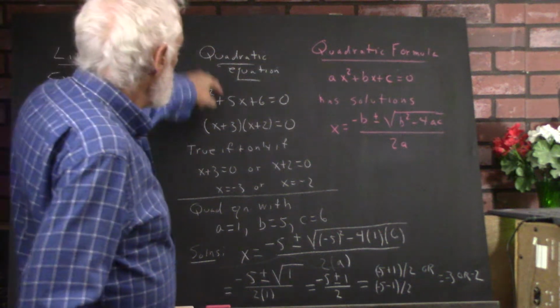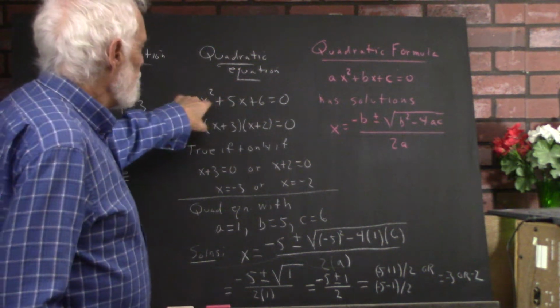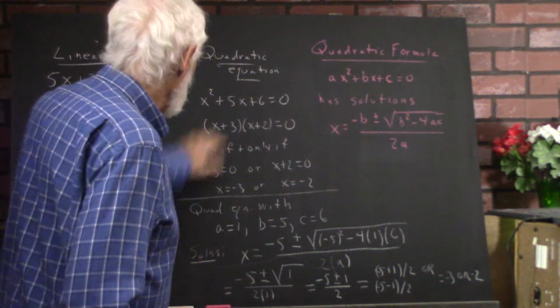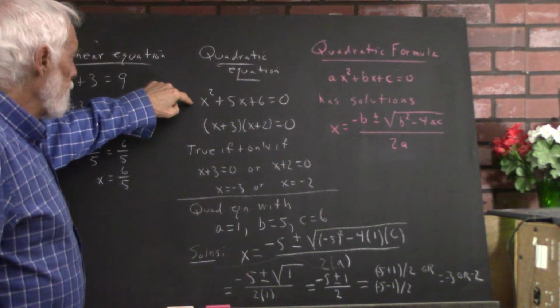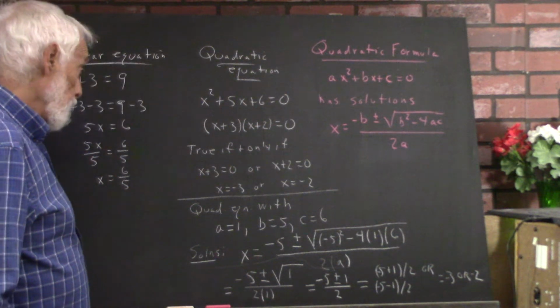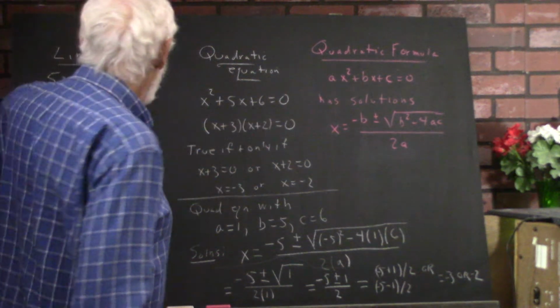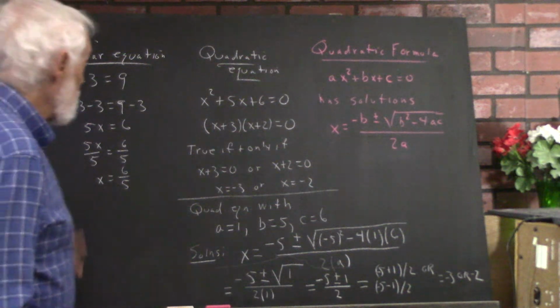If we have an equation with an x squared in it, that becomes a quadratic equation. It's like a linear equation, but then we put some multiple of x squared in there. And now it's a quadratic equation. And how do we solve this? This stuff won't work. Won't help a bit.